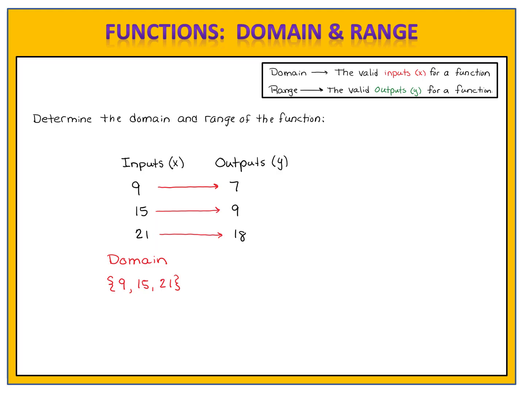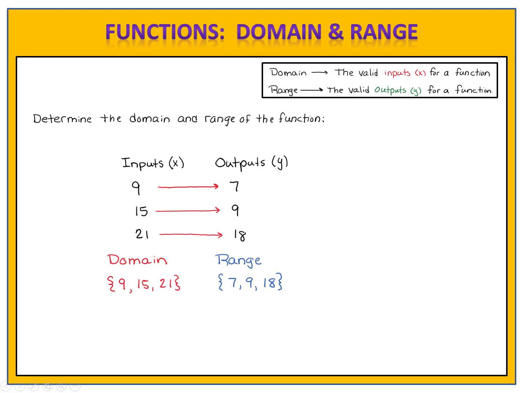How about the range? We have three outputs, 7, 9, and 18. These numbers collectively make up the range. 7, 9, and 18 are the outputs or the range of the function.